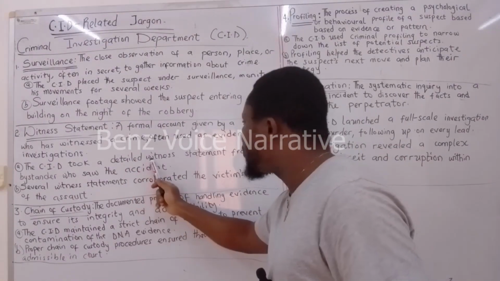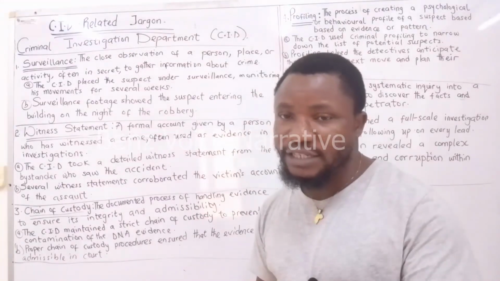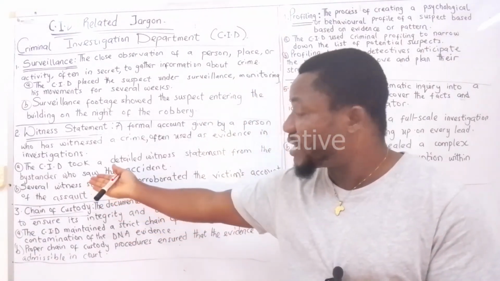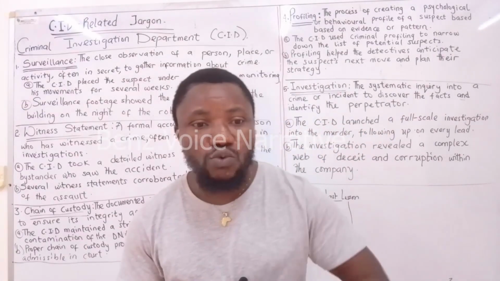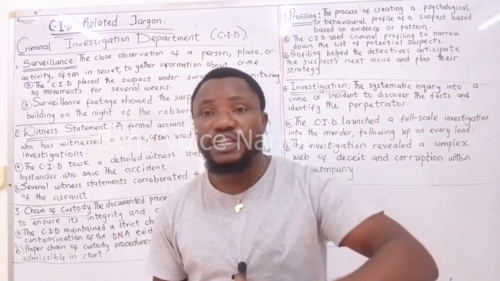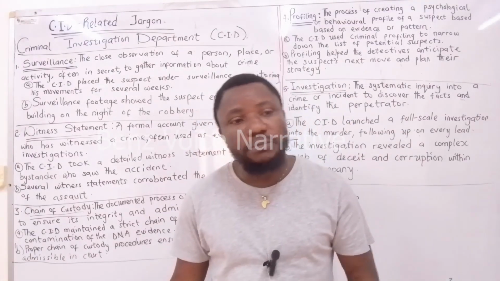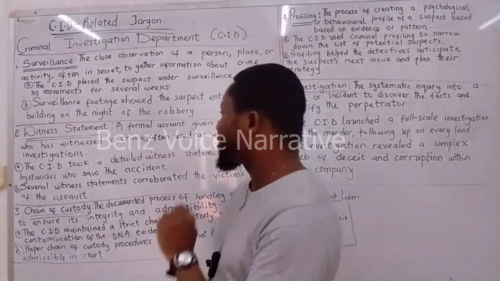A detailed witness statement from the bystander who saw the accident. Now, who is the bystander? From the lexicon, a bystander is somebody who is present or who watches an accident happen. He's not actively involved, but is passively involved by watching. He or she sees or saw the accident happening.